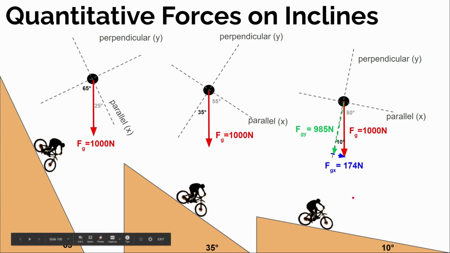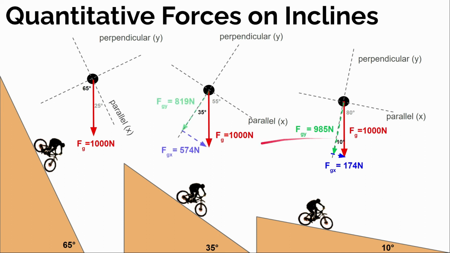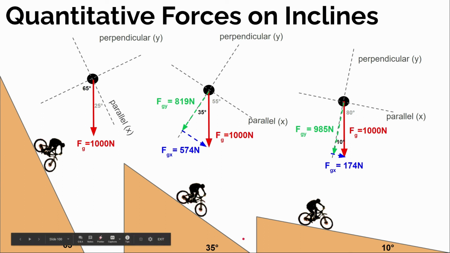Okay? On a shallow incline with a gravitational force of 1,000 newtons, there's only a little bit of it in the x direction, and most of that gravitational force is in the y direction. Okay? When it gets steeper, notice the gravitational force isn't changing, but there's more of that force in the parallel direction, trying to speed up the biker down the inclined direction. And notice there's less of it pulling the biker into the ramp, so therefore the normal force will also be smaller, pushing back out.